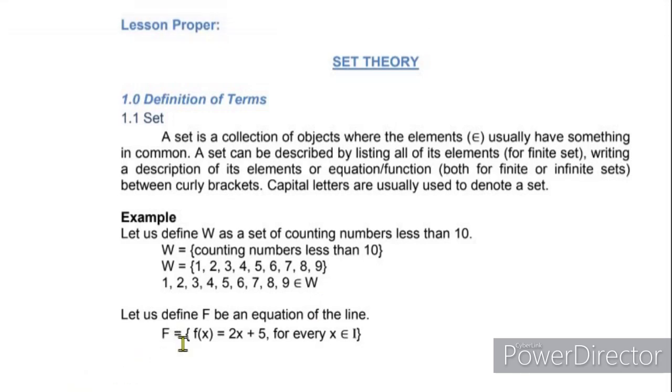Next, let us define F be an equation of the line. So F is equal to, open curly bracket, f of x, or the function of x, is equal to 2x plus 5 for every x that is an element of the set F.